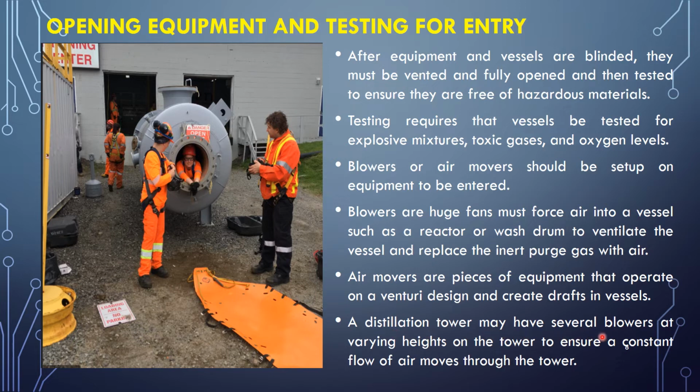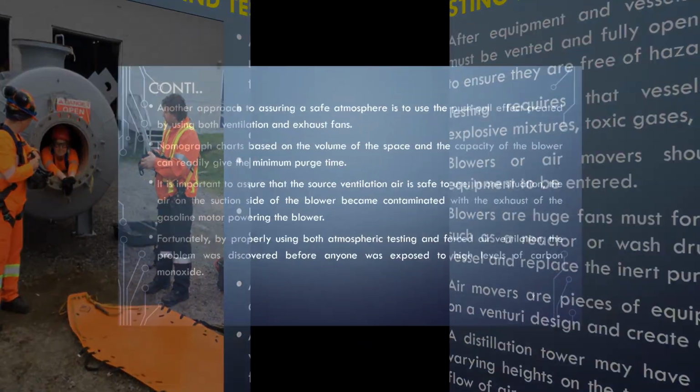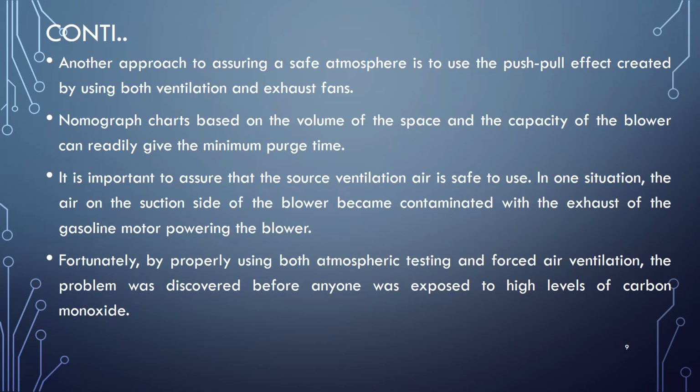A distillation column may have several blowers. I have drawn the diagram for you, at varying heights on the tower to ensure a constant flow. Discussing how the air mover works, in addition to that, what is the special significance of the nomogram chart? The first line is discussing that sometimes they are using some exhaust fan. It will suck the air and throw it away. That is the push and pull effect.